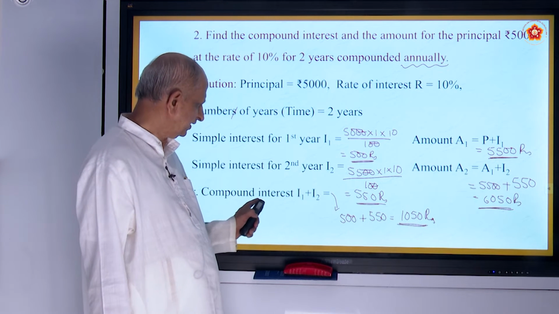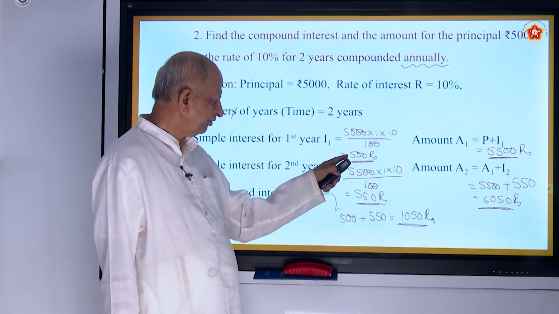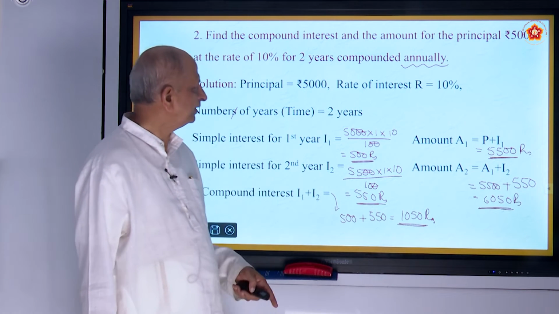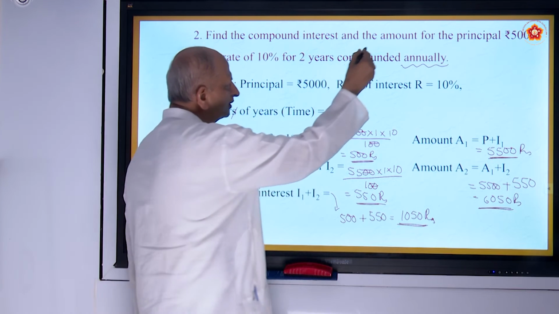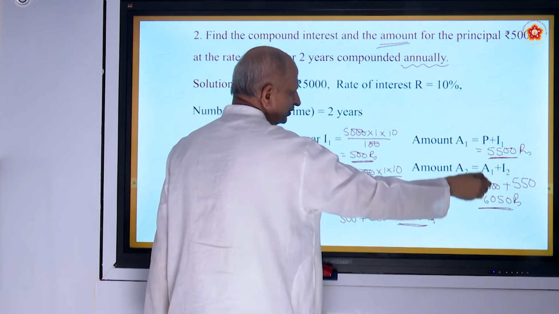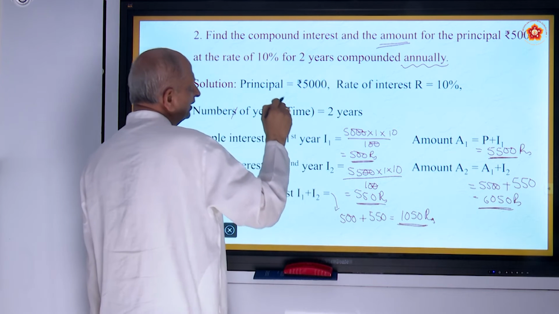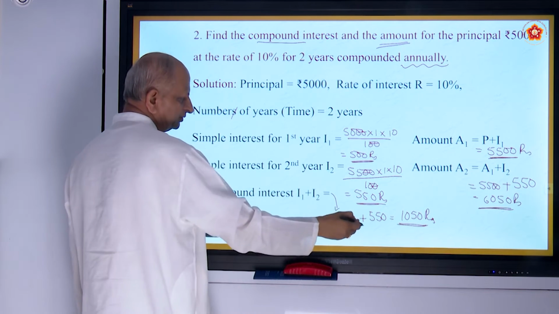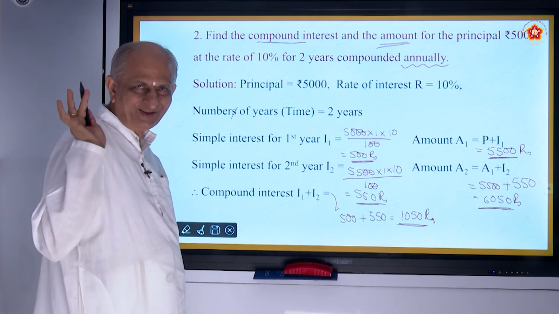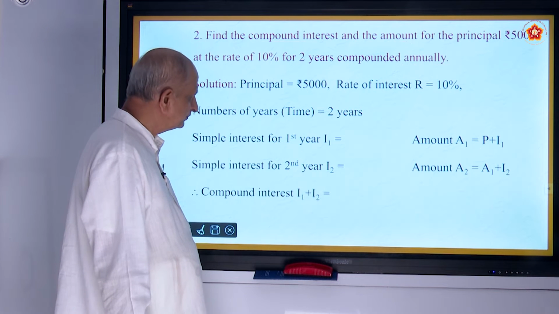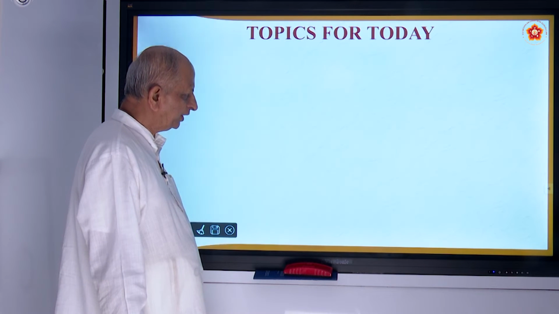And compound interest will be 500 plus 550 becomes 1050. As in the question they asked for the amount, so this is the amount. 6050 is the amount and compound interest is 1050. Understood? Very good. Taken down? Okay, now let us see today's topic.